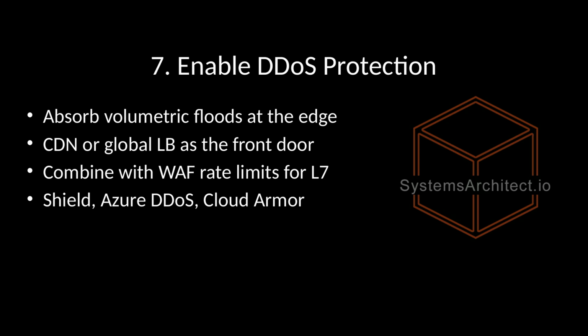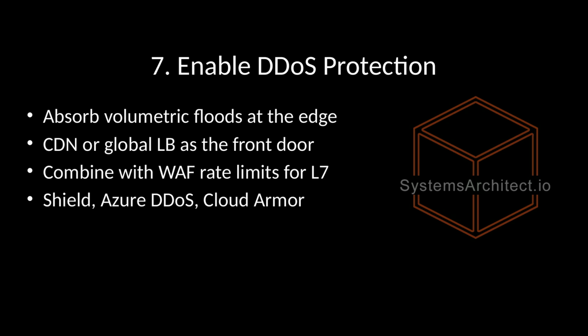Seventh, enable DDoS protection on every public face. Volumetric floods can overwhelm any single deployment. Provider edge capacity absorbs L3 and L4 attacks, while L7 floods need web application firewall rate limits and adaptive detection. Put public endpoints behind CDN or global load balancing. Combine with web application firewall rate limits and test annually so first contact is not production chaos.